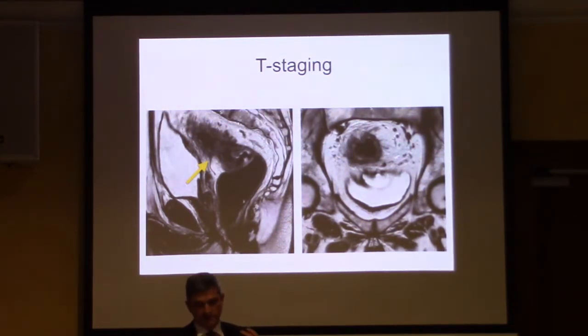T4B disease is involved with an organ, and that arrow there is showing you the left ureter, and the right ureter is buried in there. So not only is this T4A disease, this is T4B disease.